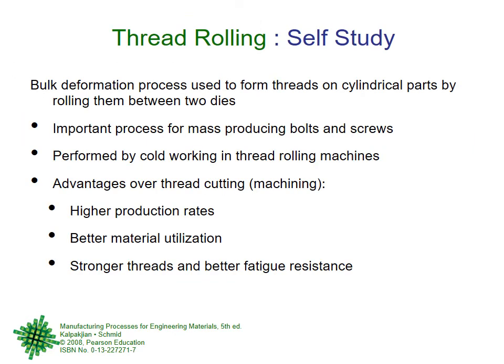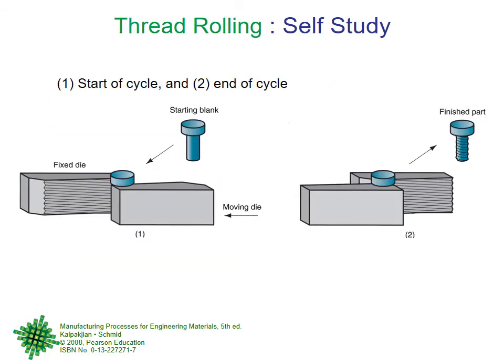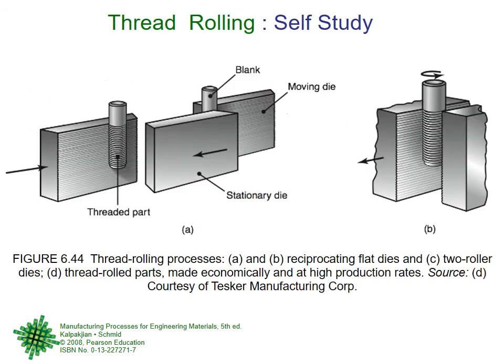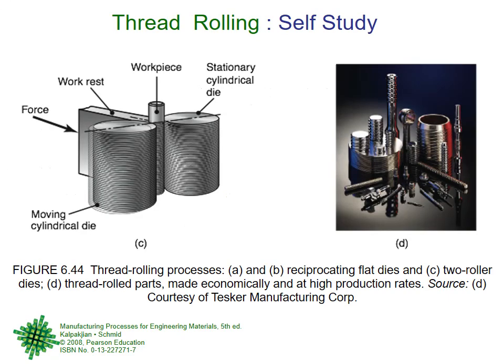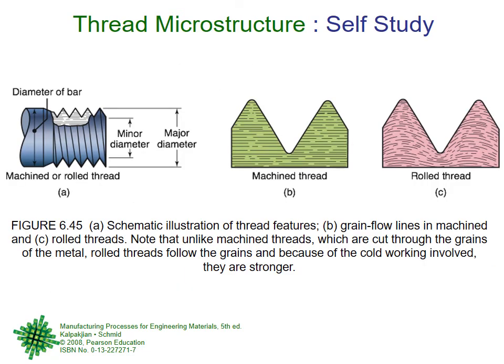Thread rolling, you are rolling but you are producing threads. So this is one slide of thread rolling and another slide of thread rolling, and a third slide of thread rolling. Different kinds of thread rollings are there. Thread microstructure: when you are making threads, what happens to the microstructure, to the grain size and so on of the metal.